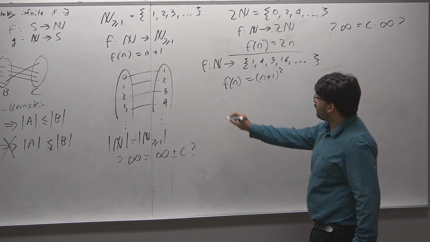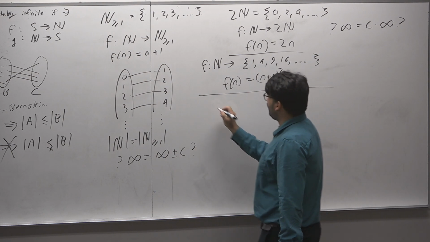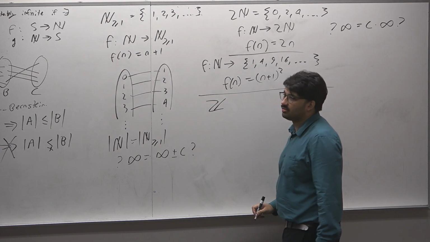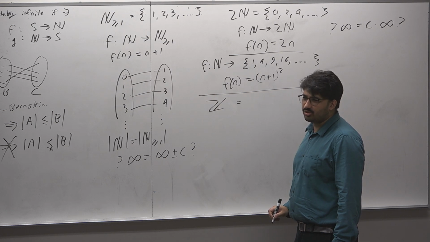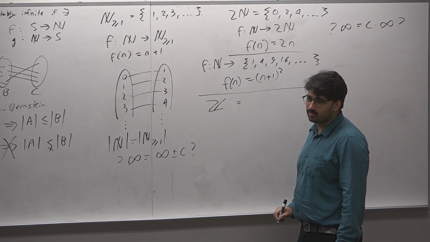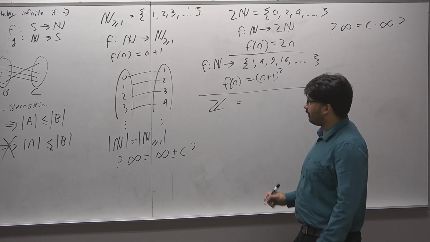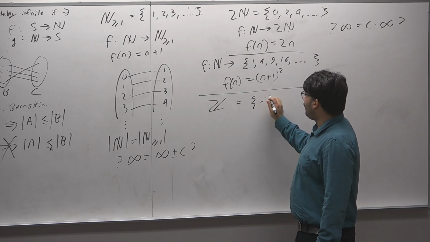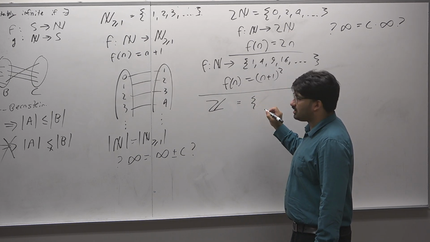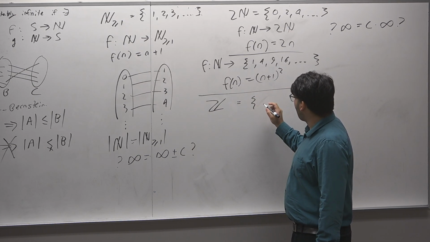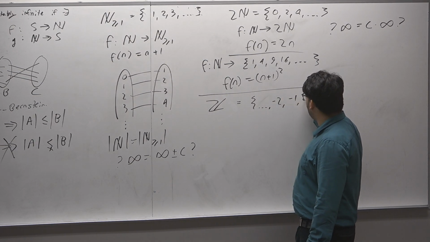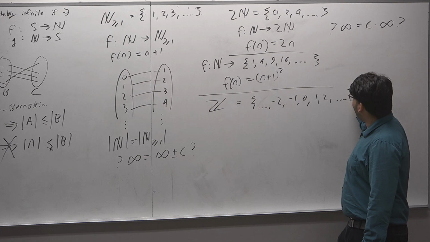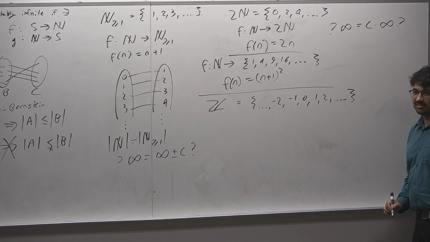Okay, let's consider something harder. What are the integers? Anyone know why it's called Z? German. Do you remember the German word? I don't. Okay, that's fine. Anyway, the integers are positive and negative natural numbers. So, negative 2, negative 1, 0, 1, 2. It goes infinite in both ways.